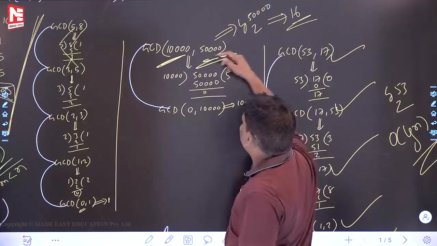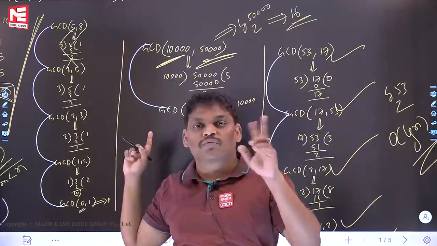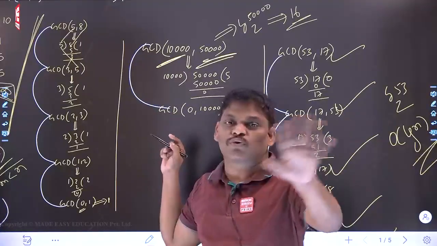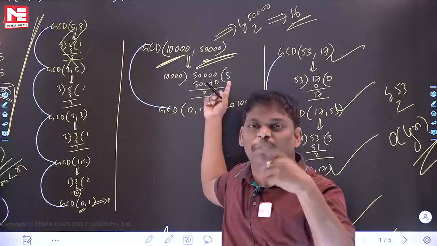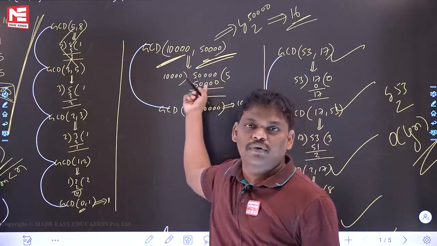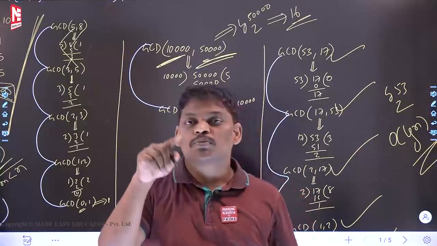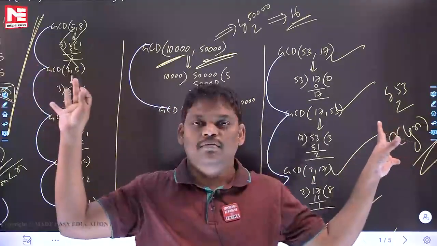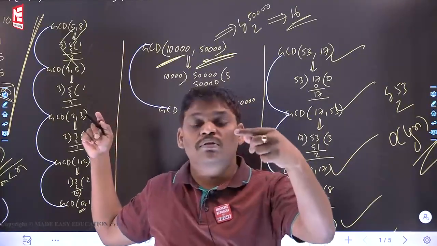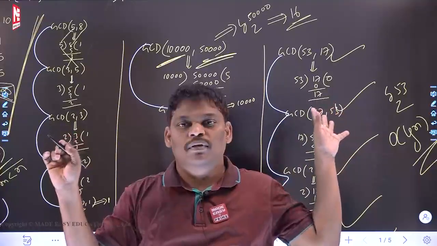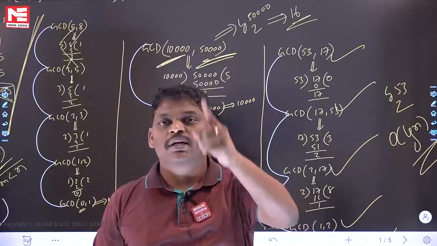Actually, approximately 16 function calls should come, but see, it stopped immediately. GCD of 10,000 and 50,000 gives the answer 10,000. Right? Immediately stopped. Which means the GCD program, with the logic we wrote, will sometimes stop immediately, within less time. That is called the GCD best case.